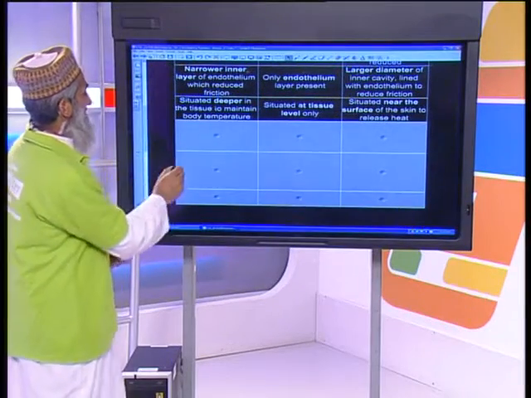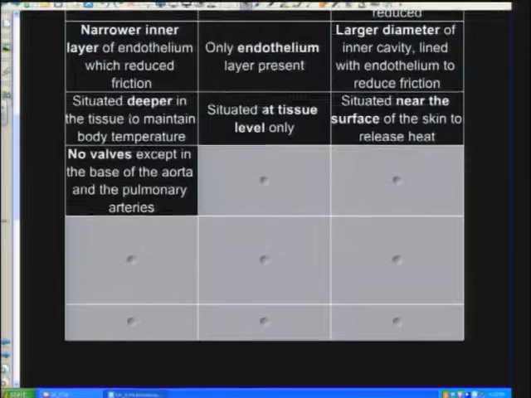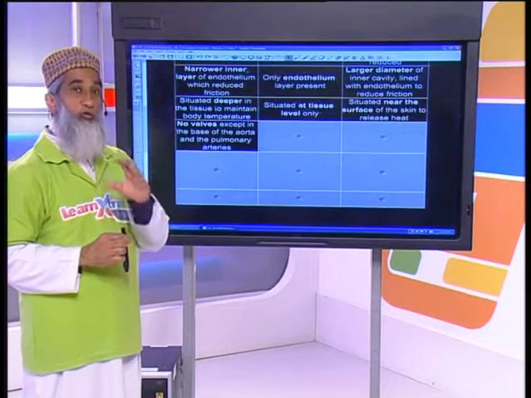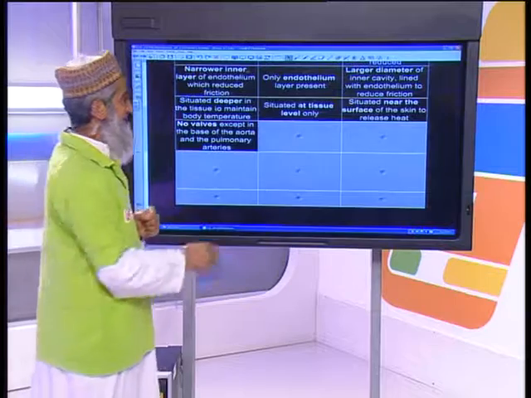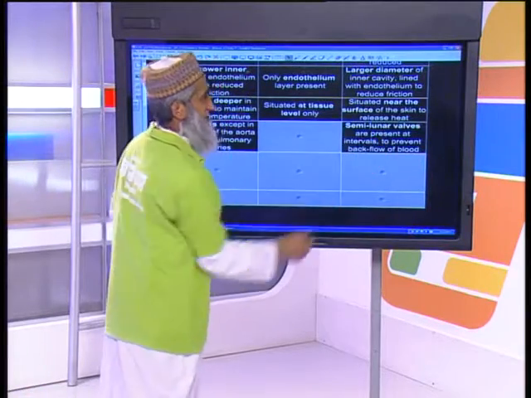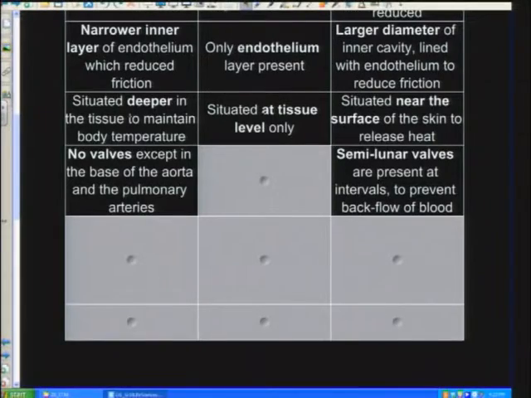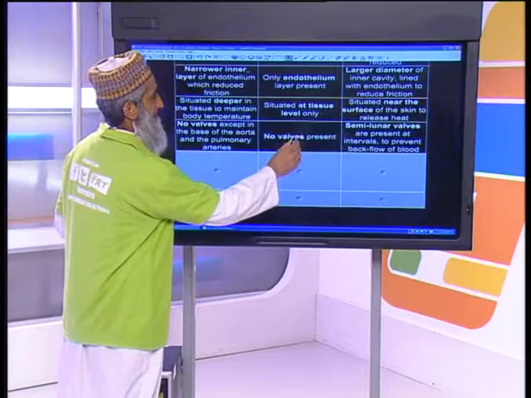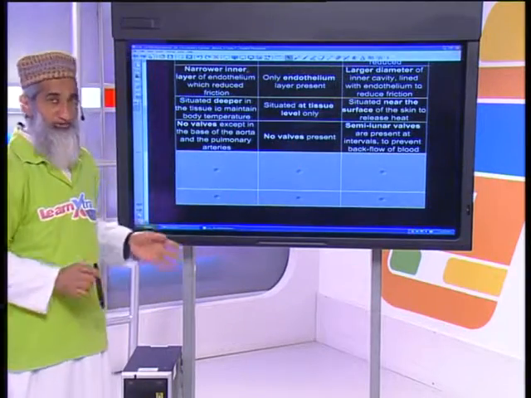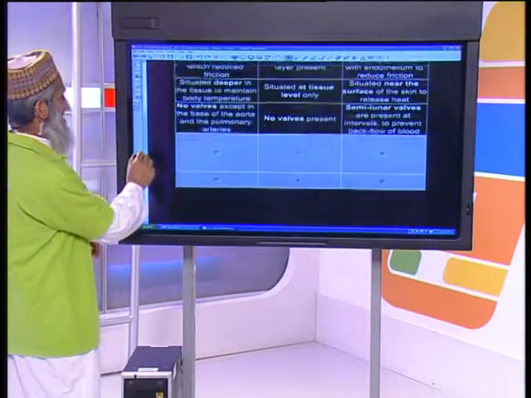In terms of the arteries, they do not have valves except the aorta and the pulmonary artery. These are the only two that have valves, and we'll talk about the valves a little later. The veins, we've told you already, have mainly semilunar valves, and they are at regular intervals in the veins to prevent backflow of blood. And there are no valves present at all in a capillary. There wouldn't be a need for that.